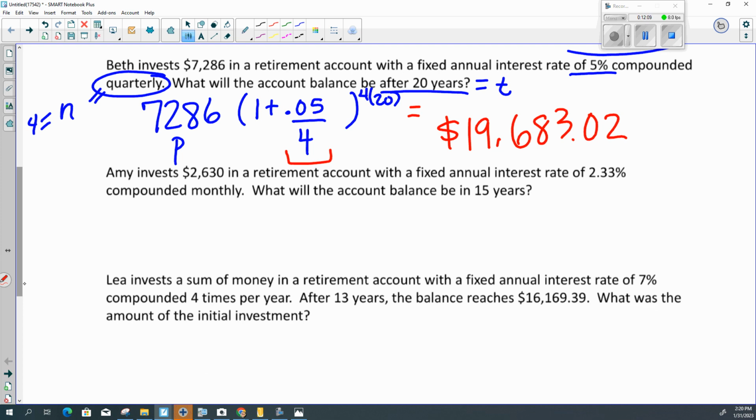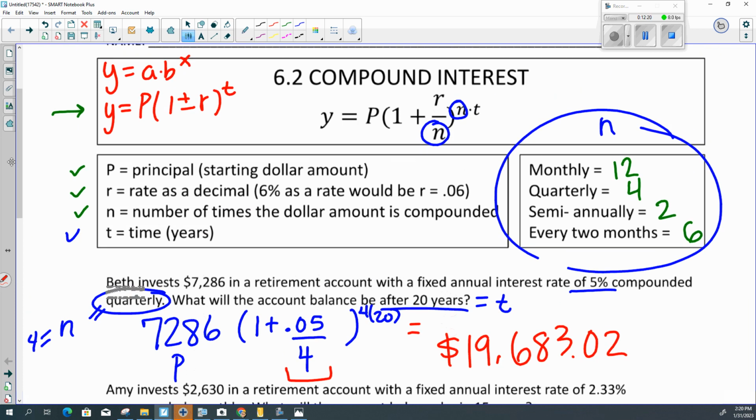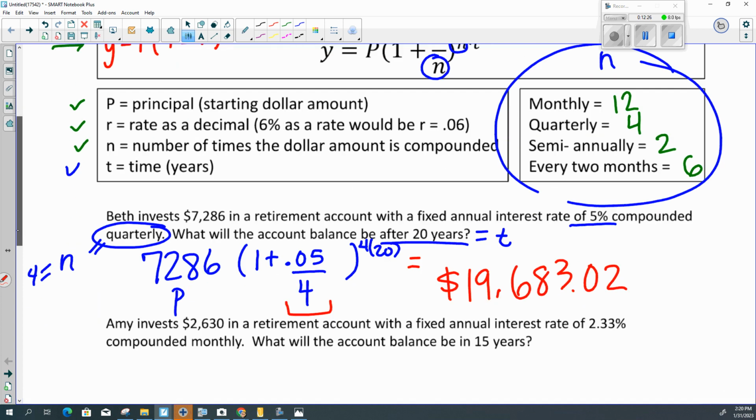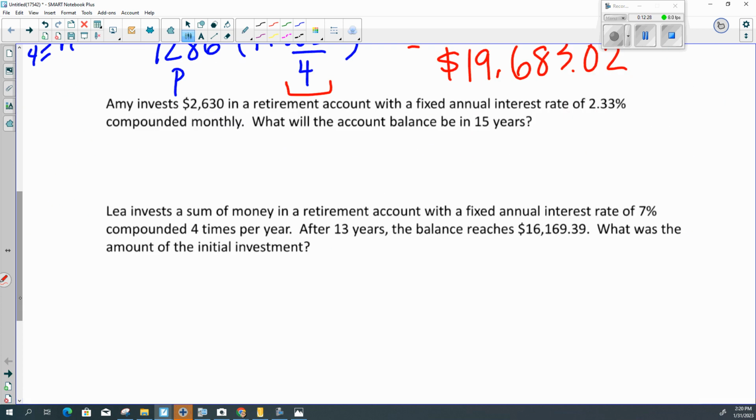The 80. So 4 is the n, the number of times it compounds per year, and 20 is the number of years, t. So looking up here, there's an n in both of these spots, and n will be one of these numbers. It depends on what they tell you. Good question.